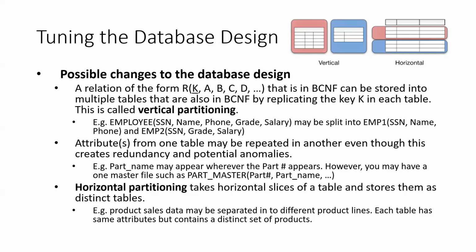The next partition is what we call horizontal partitioning, right? This separation can be done in multiple ways. One example given here is if you have product sales for different types of products, you can separate out the records belonging to each of these products separately. So that's another way to tune your database design.